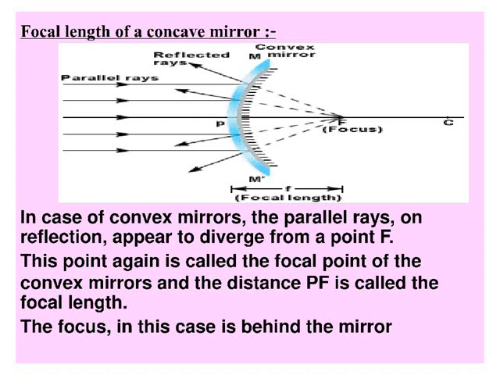So the distance between P, the pole of the mirror, and F, the principal focus, is known as the focal length of the mirror. Here it is the concave mirror.